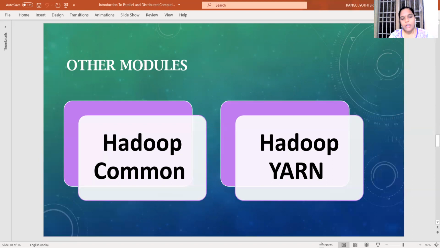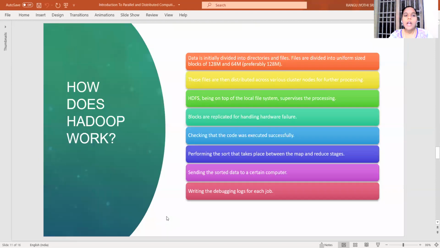What is Hadoop Common? Hadoop Common is Java. In Hadoop Common, there are Java libraries and utilities required by the Hadoop modules. And coming to Hadoop YARN, it is a framework for job scheduling and cluster resource management. Now let us understand how Hadoop actually works.